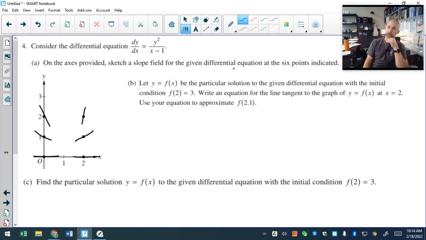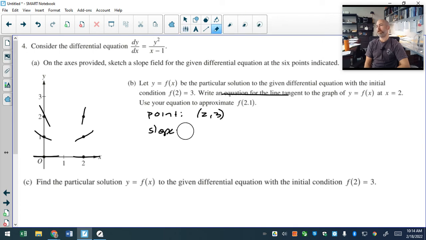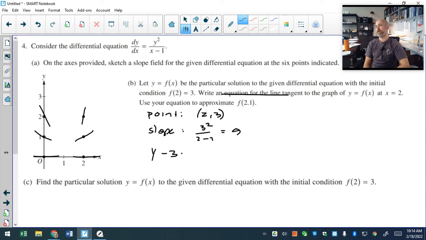Cool. B: f of x is a solution to the differential equation with f of 2 equals 3. Write an equation for the line tangent. You're immediately thinking point and slope. The point given is 2, 3, and the slope is from the differential equation. So my slope would be y squared over x minus 1. So 3 squared over 2 minus 1, that would be 9. So the tangent line would be y minus 3 equals 9 times x minus 2.